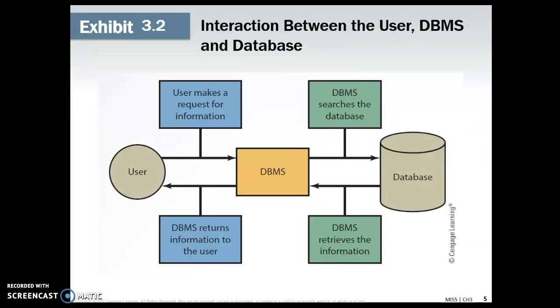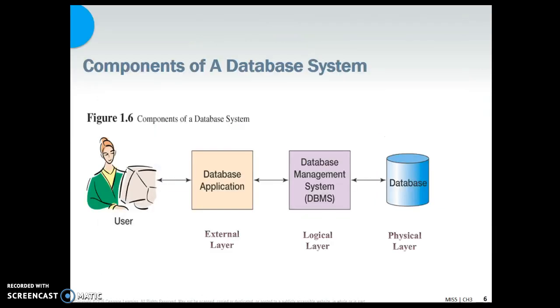So here's a flow chart, more like a Visio diagram, of exactly what the interactions are like between a database management system and a database. This kind of gives you a big overview of how it works. The components of the database are the user. Then you have the application, which the user uses in order to access the database management system. And the database management system then goes in, and that's the physical layer where all of the data resides.